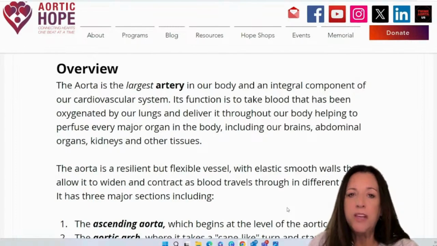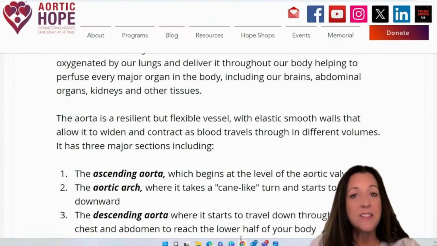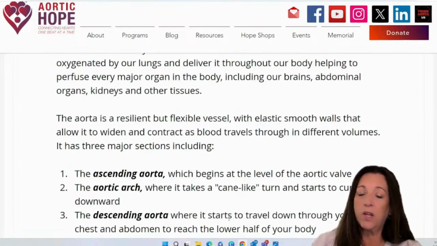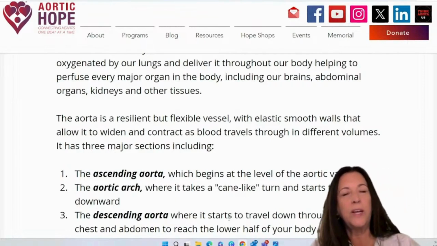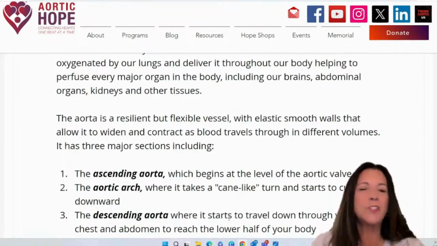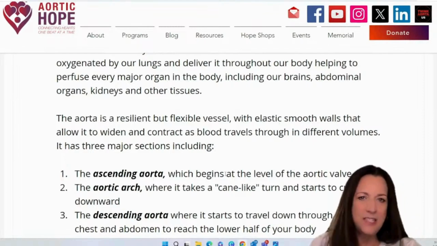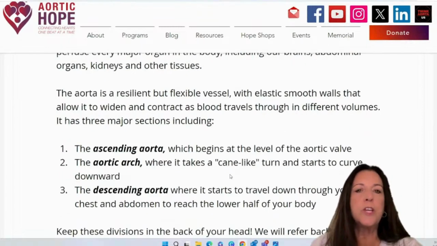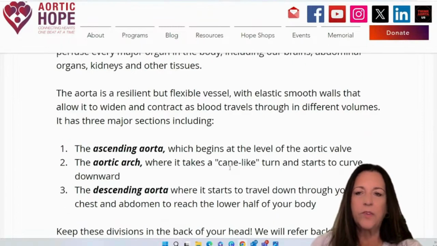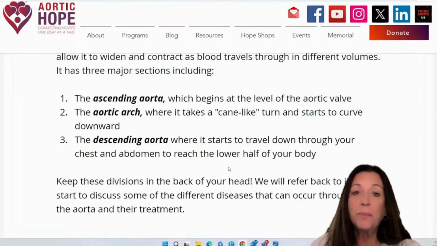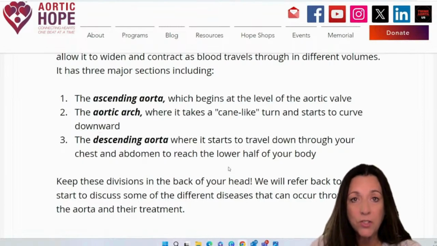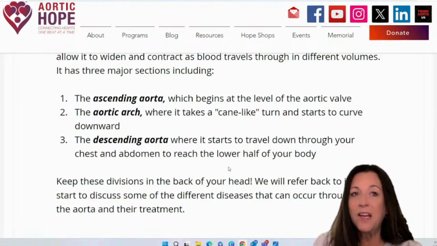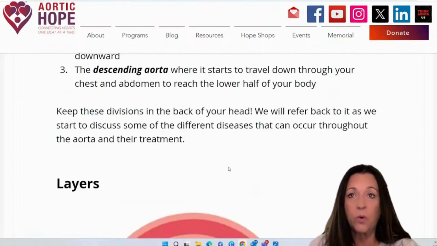It has three major sections, like we talked about: the ascending, which begins at the level of the aortic valve. It has the aortic arch, which is when it takes that cane-like turn and starts to curve, and it has the descending aorta, which is when it starts to travel down through your chest and your abdomen to reach the lower half of your body. Keep these divisions in the back of your head, because we're going to refer back to it as we start to discuss some of the different disease elements that can occur throughout the entire aorta.